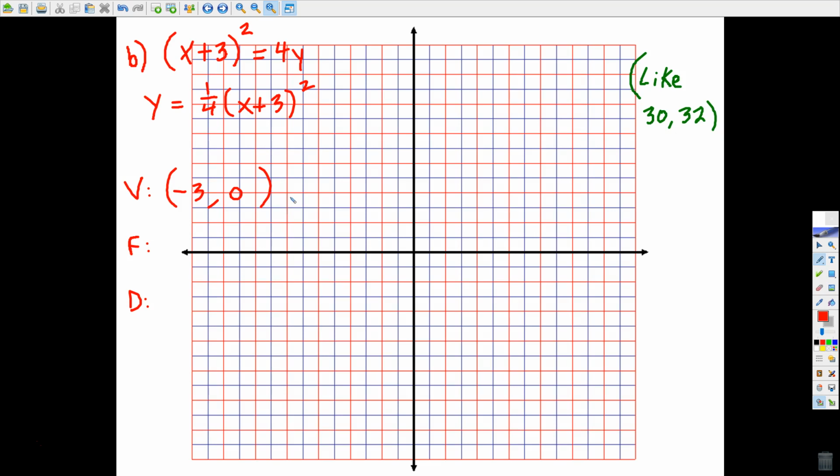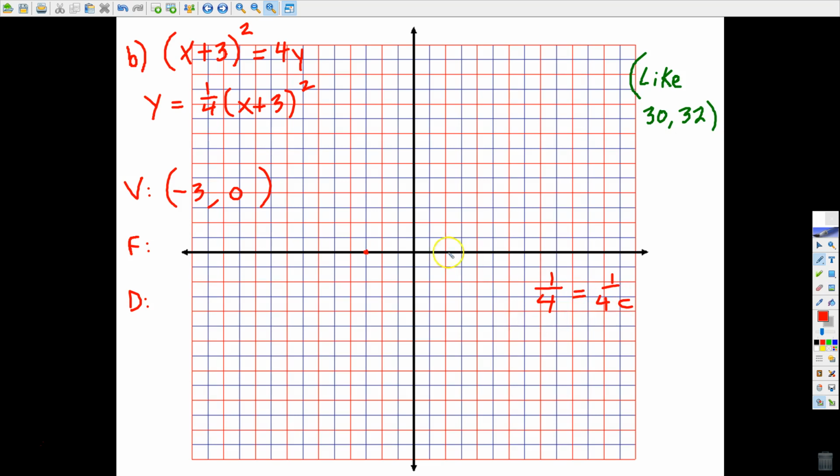We find the focus, at least the number, the same way. So let's see if we can find out what c is. Absolute value of a, which is 1/4, is 1 over 4c. So what's c? C is 1. Okay, so be careful. Up to this point, everything has been centered at the origin. Well, this time we have a vertex of -3, 0.